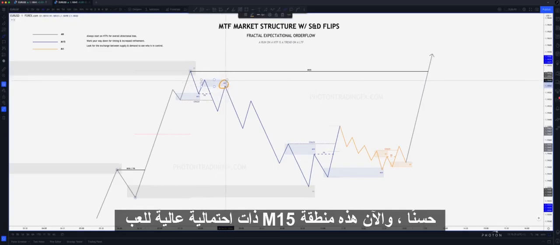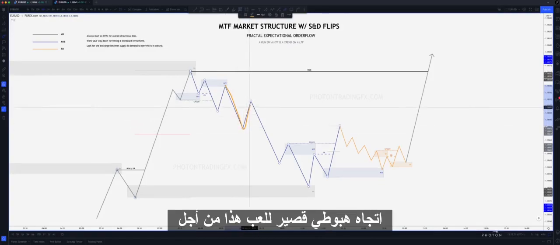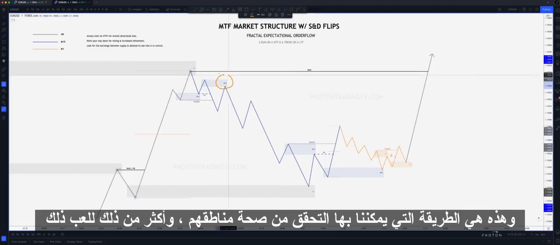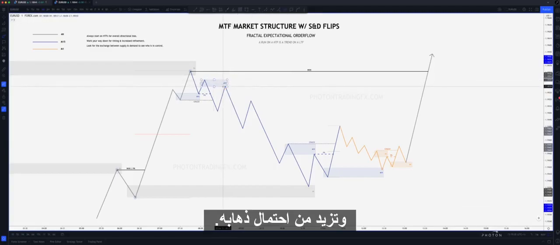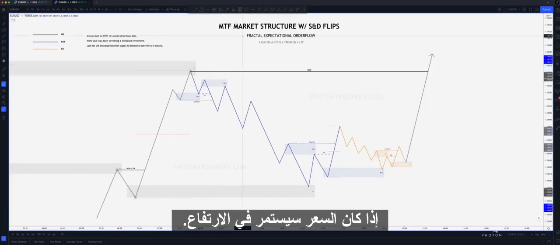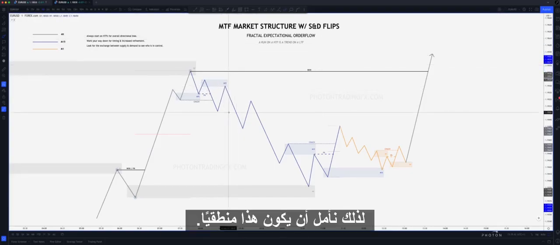And now this is a high probability M15 zone to play the M15 bearish trend short, to play that 4-hour pullback, right? And that is how we can validate those zones even more to play that and increase the probability that this will go, and that it's not a fake signal and we're not going to get stopped out if price was to continue higher, okay? So hopefully that makes sense.